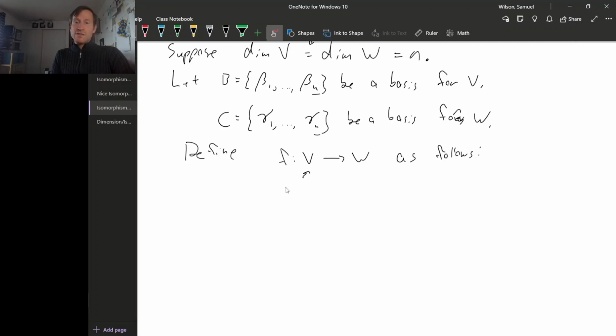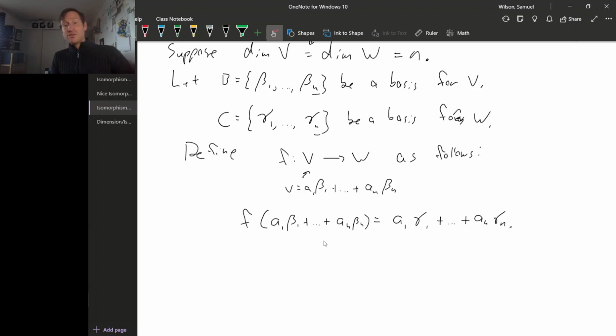Every vector in V is a linear combination of the basis elements, like this: a1 beta 1 plus dot dot dot up through an beta n. So we can define f by saying f of this linear combination, a1 beta 1 plus dot dot dot plus an beta n, is, we can take those same coefficients, a1 through an, and multiply them by gammas instead of by betas. So a1 gamma 1 plus dot dot dot up through an gamma n.